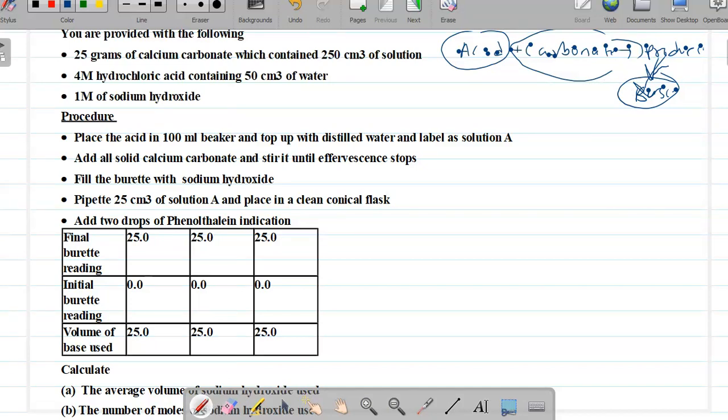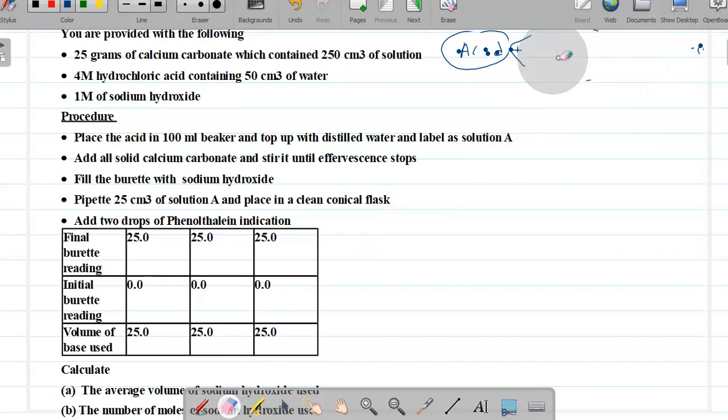So in here we have this example. The example is saying that you are provided with the following: 25 gram of the carbonate, which is calcium carbonate, 250 centimeter cube of 4 molar hydrochloric acid containing 50 centimeter cube of water, and also 1 molar sodium hydroxide. So we have the procedure here.